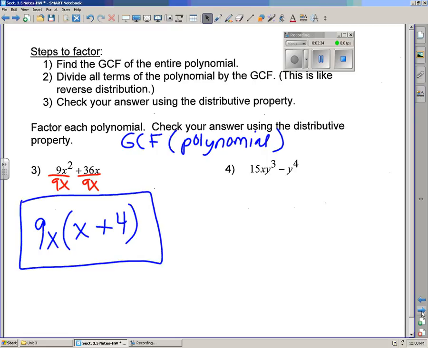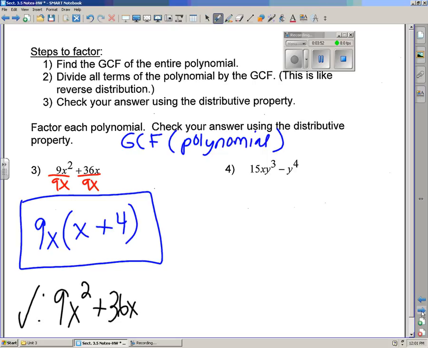The reason why I know that it's true is if I wanted to check this, not that you have to show it, but if I wanted to check it by distribution, I would multiply 9x through the parentheses, I would end up with this, and that's what I had started out with to begin with. So that's why I know I'm right.